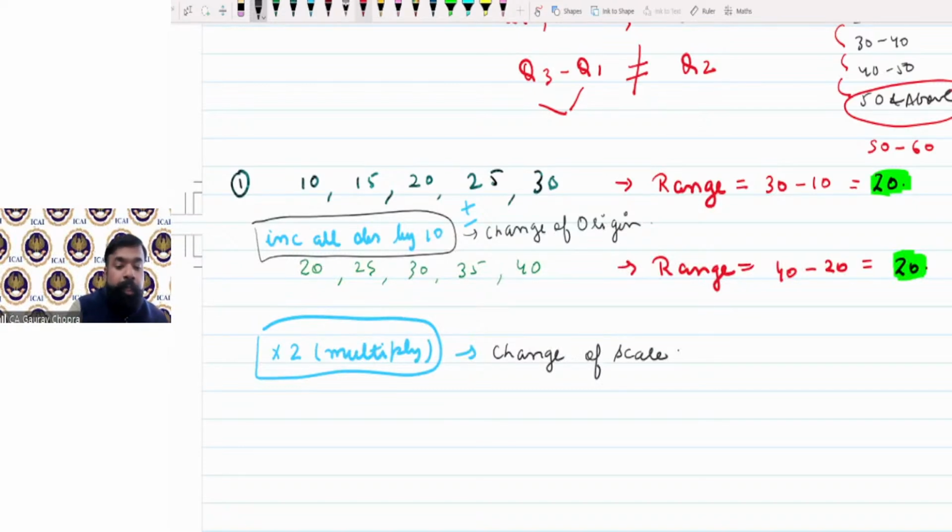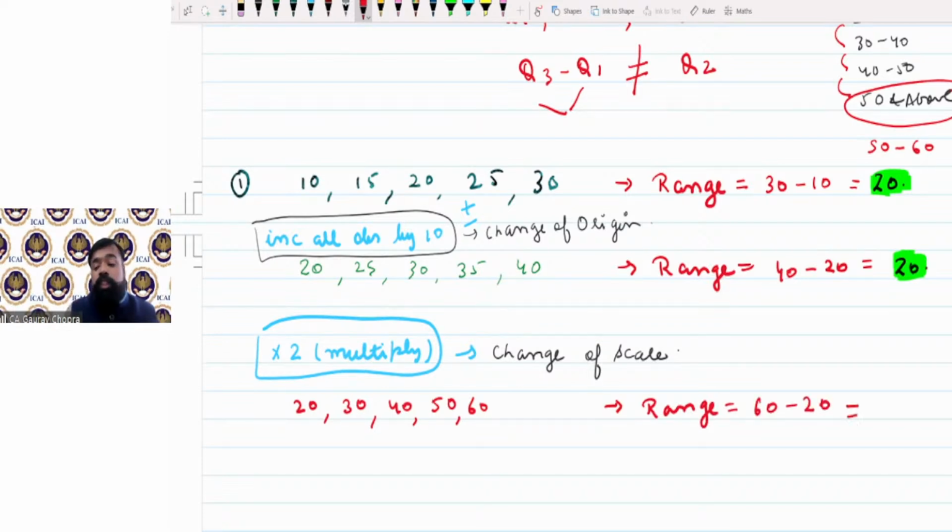So let us multiply and see. 10 multiplied by 2 becomes 20. 15 into 2 becomes 30. Then 40, 50, and 60. So we have multiplied all the observations by 2. So what will be range now? Range will be highest value minus lowest value. So 60 minus 20, that is 40. Now this time range has changed.